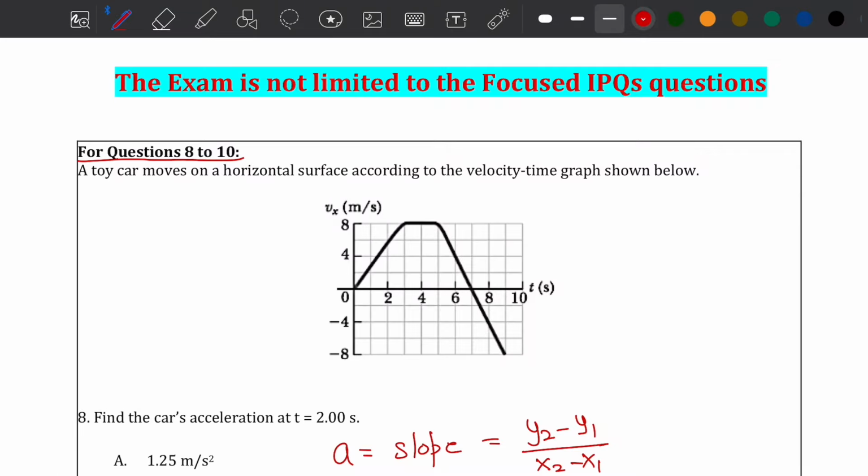So just let's label that. This point will be 3 comma 8, and this point will be 0 comma 0. So that will be 8 minus 0 over 3 minus 0, which is going to give us 2.67 meter per second square. So our answer is B.